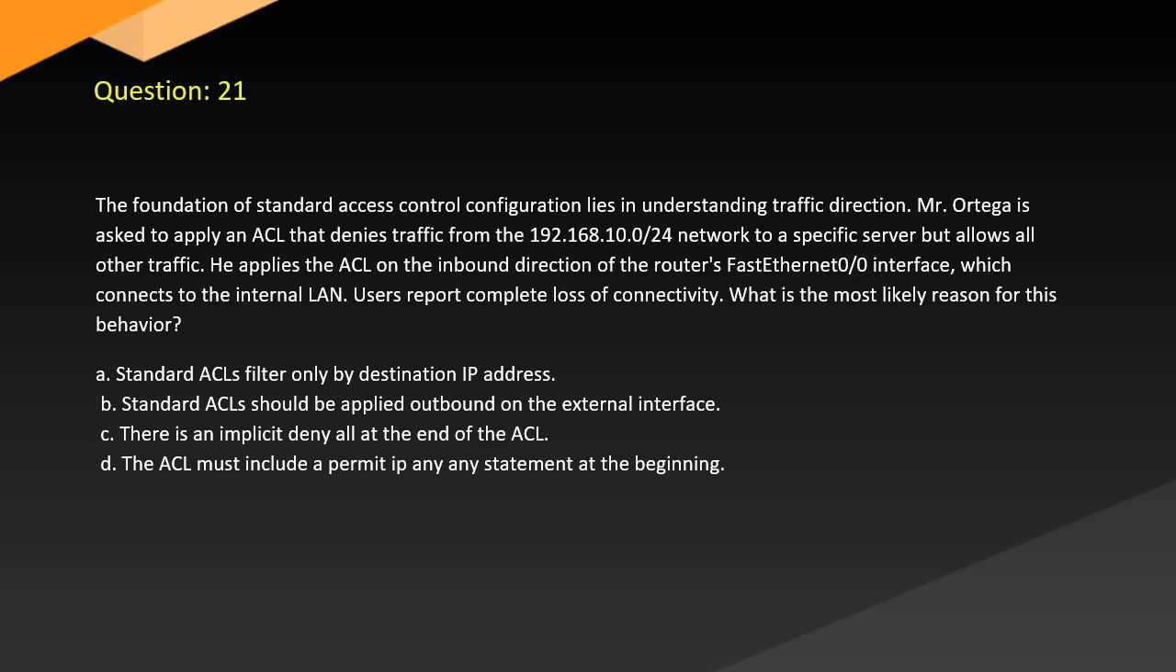Question 21. The foundation of standard access control configuration lies in understanding traffic direction. Mr. Ortega is asked to apply an ACL that denies traffic from the 192.168.100.24 network to a specific server but allows all other traffic. He applies the ACL in the inbound direction of the router's FastEthernet 0/0 interface, which connects to the internal LAN. Users report complete loss of connectivity. What is the most likely reason for this behavior?